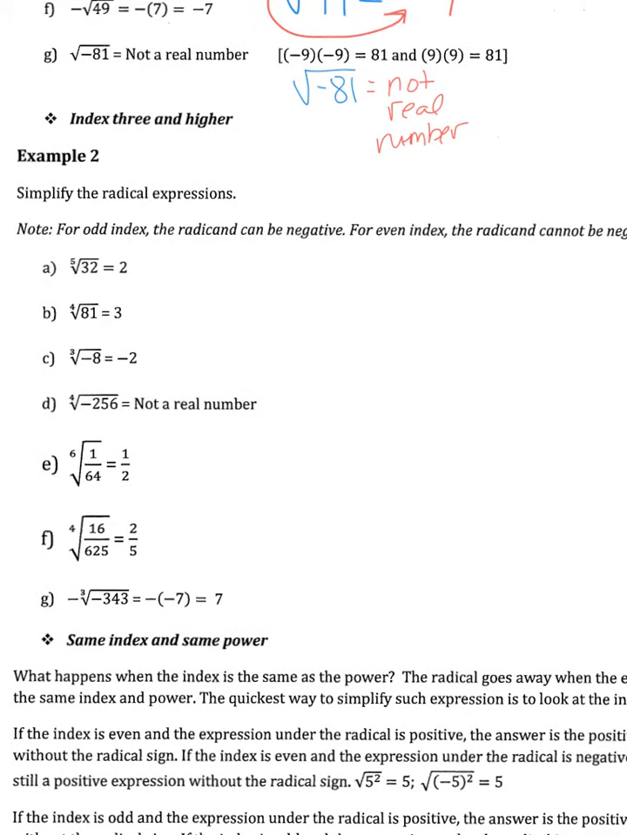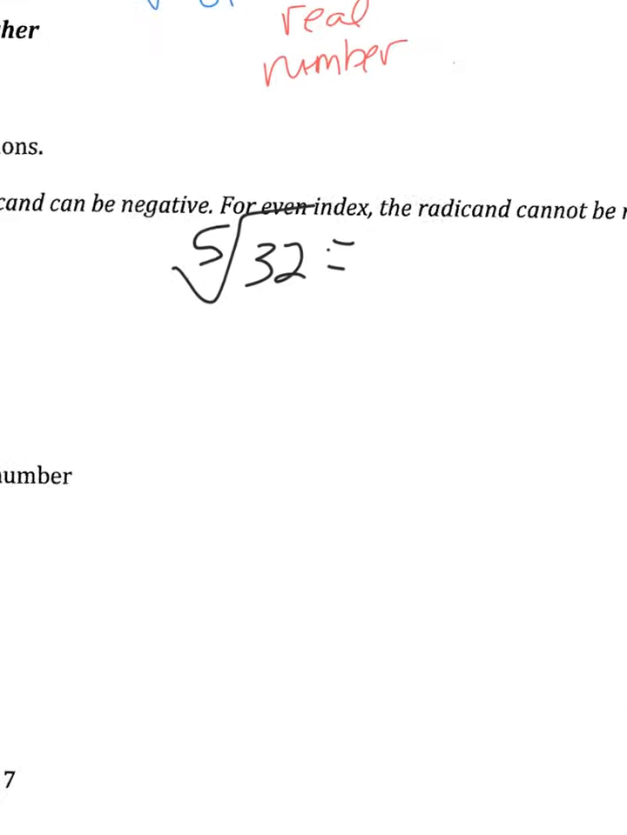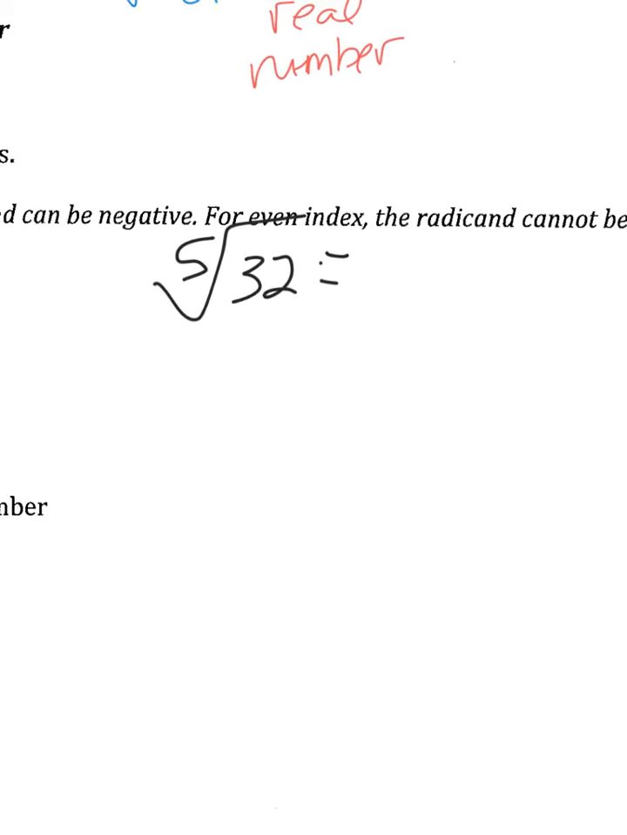This is letter A. The fifth root of 32. What number, when you multiply 5 of the same number together, will give you 32? One thing that's true when you're working with these, the higher the index is, the lower your root will be, because you have to have 5 of them multiplied together to make 32.